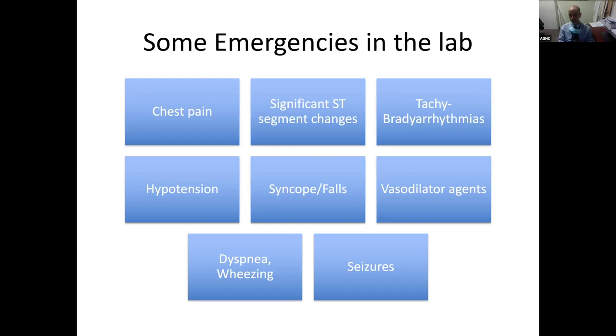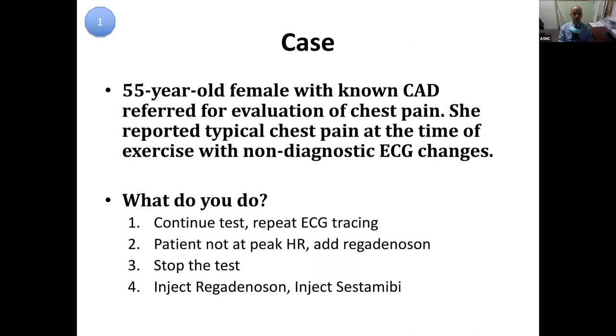We would review how we use vasodilator agents, as well as dyspnea and wheezing with these and/or seizures. So just to keep this interactive, I'll start with a case: a 55-year-old female with known coronary disease, referred for evaluation of chest pain. She reported typical chest pain at the time of exercise with non-diagnostic ECG changes. So what do you do at this point?